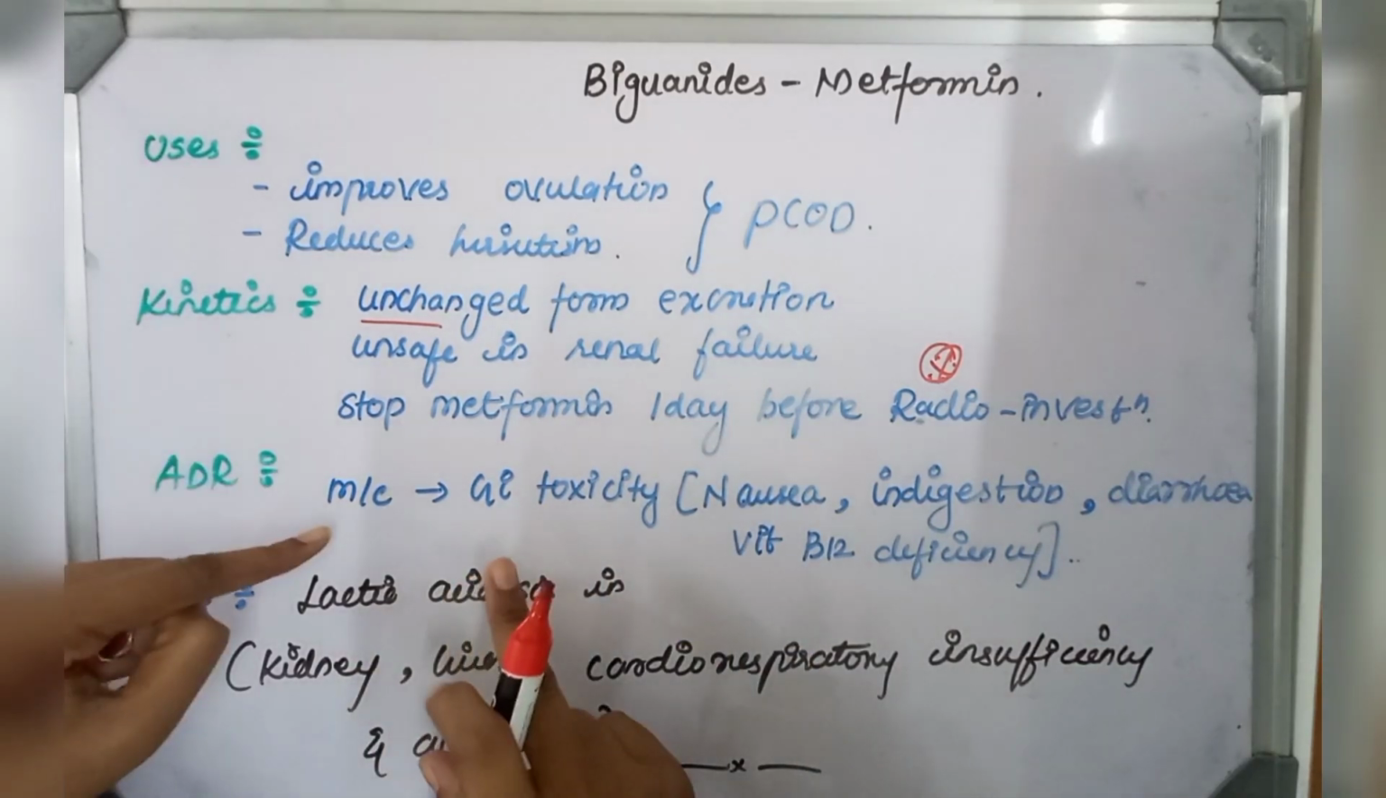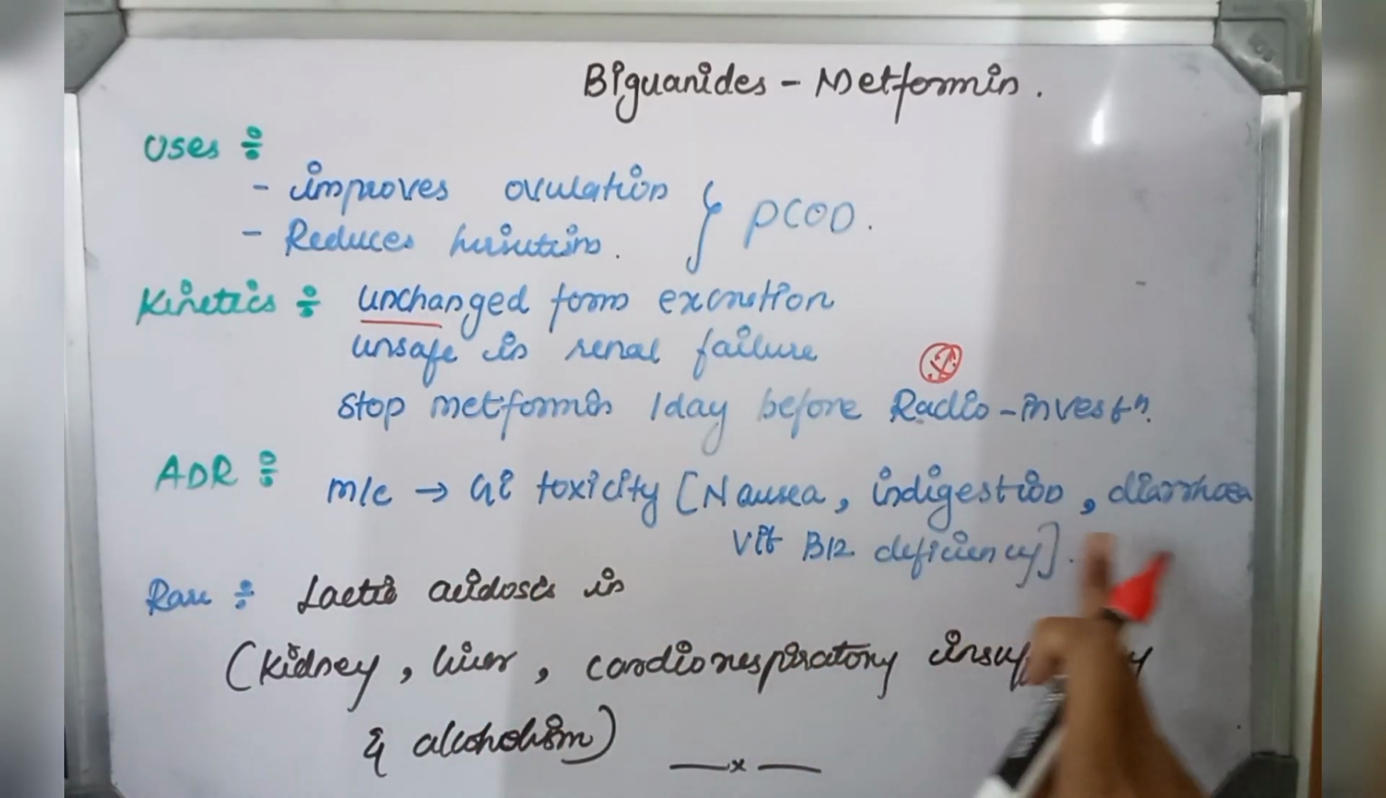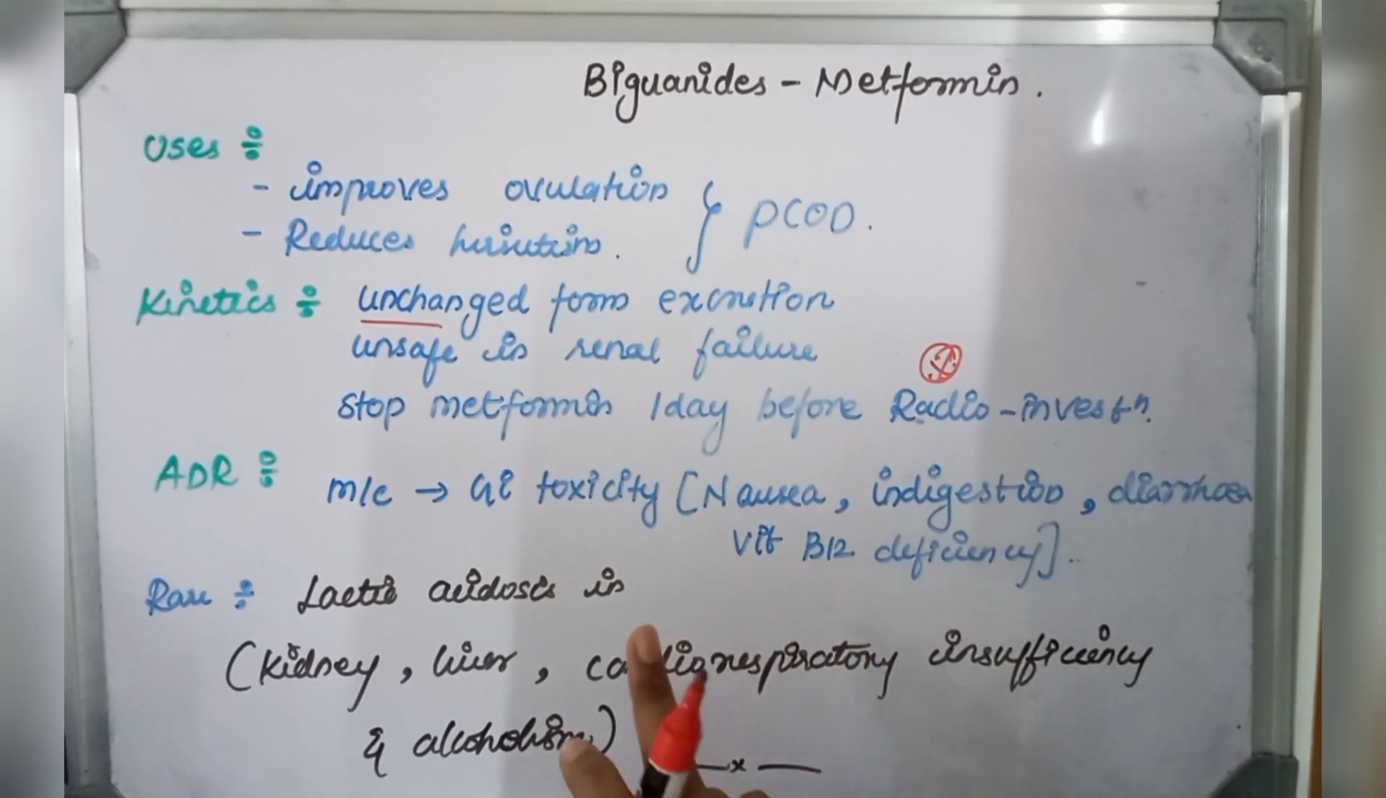Now the adverse effects. Most commonly these include GI toxicity, that is nausea, indigestion, diarrhea, and vitamin B12 deficiency. But rarely it also causes lactic acidosis, as with phenformin and buformin. It can cause lactic acidosis in patients with kidney, liver or cardiorespiratory insufficiency and in alcoholics. This is all about the biguanide metformin. I hope this helps you learn the important points about metformin.